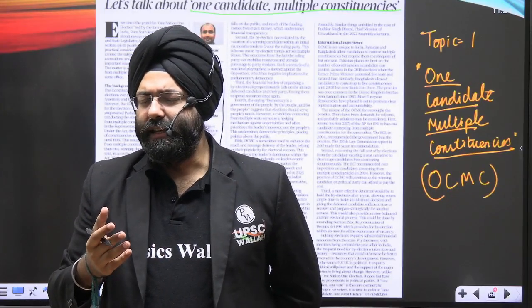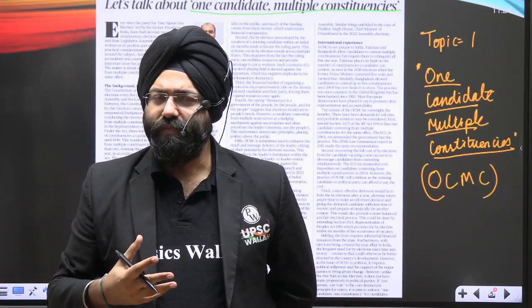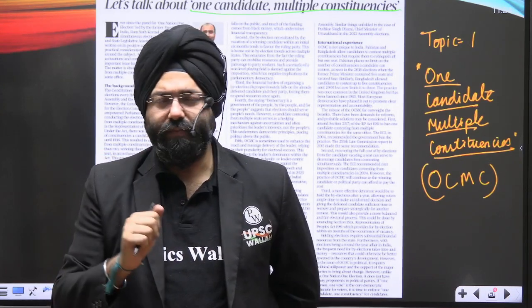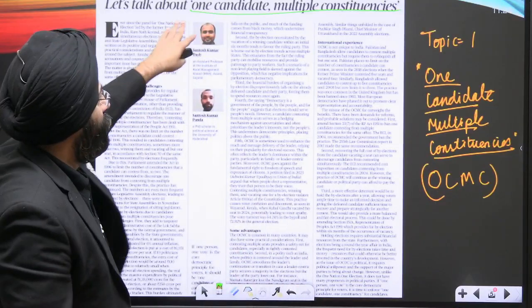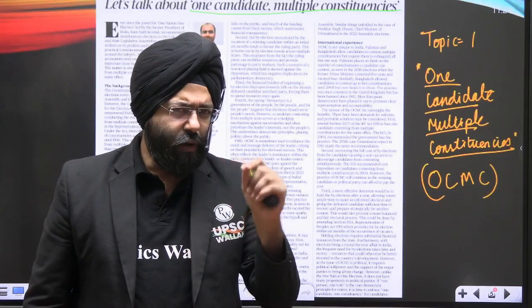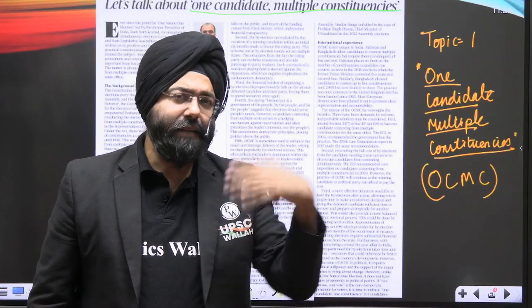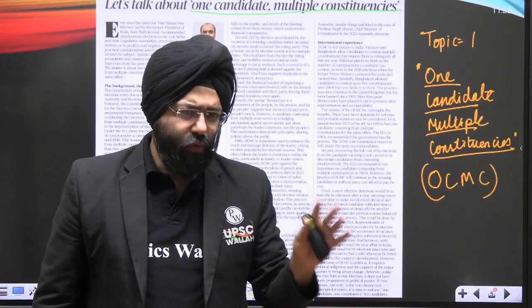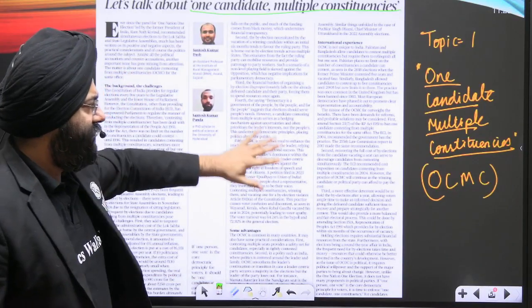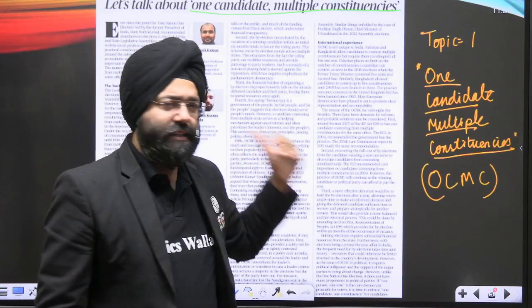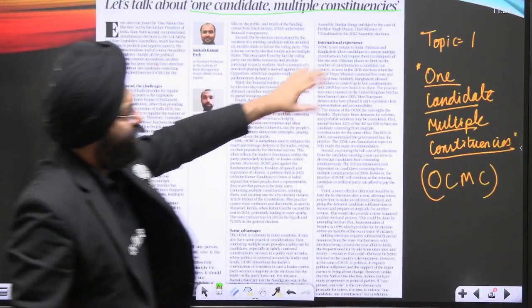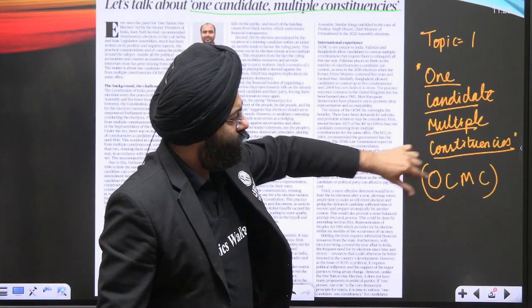Post 1996, an amendment was made to the Representation of People Act where a candidate can fight from a maximum of 2 constituencies. That also comes under the category of one candidate, multiple constituencies. We need to analyze how one candidate fighting from multiple constituencies creates problems with respect to the elections. That is what is being discussed over here, and we are going to see what the aspects of this article are. So the topic is one candidate, multiple constituencies, OCMC.